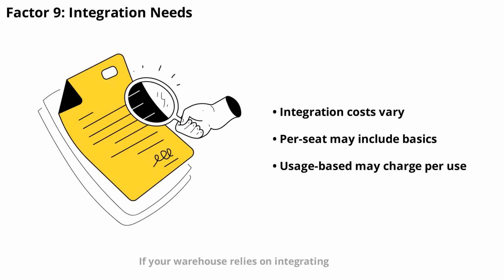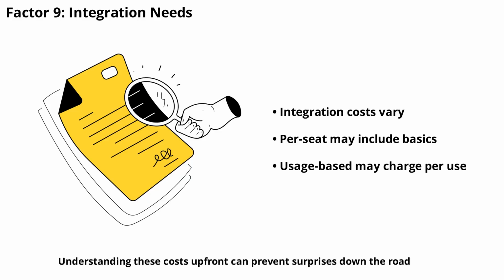If your warehouse relies on integrating the management software with other systems, such as accounting or logistics platforms, check how these integrations are priced. Some usage-based models charge per integration or transaction, while per-seat pricing may include basic integrations. Understanding these costs up front can prevent surprises down the road.